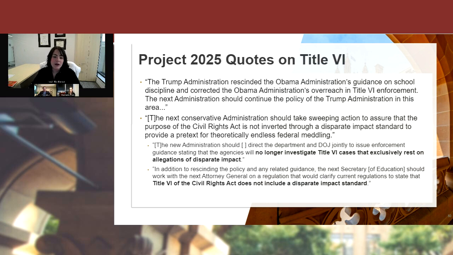And they were encouraging the Trump administration to take sweeping action to assure that disparate impact is no longer a part of the Title VI context. And so they were encouraging the DOJ and the Department of Ed to issue enforcement guidance stating that they will no longer investigate Title VI cases that are exclusively based on that disparate impact. And then they also really wanted the Secretary of Education and the Attorney General to work on a regulation to clarify outright that Title VI does not include disparate impact.